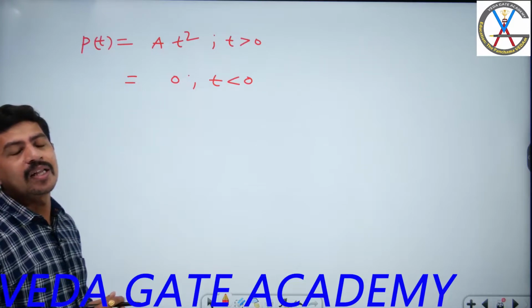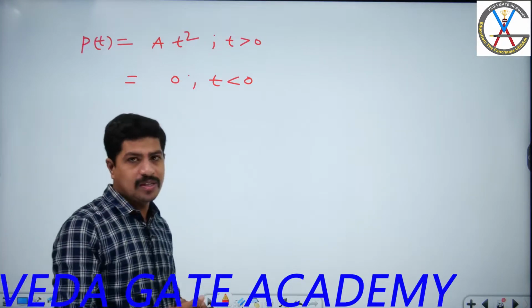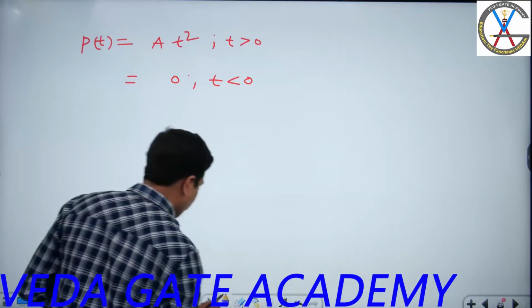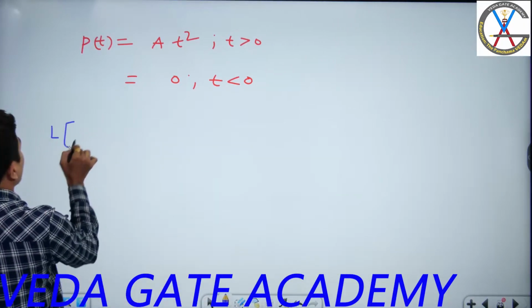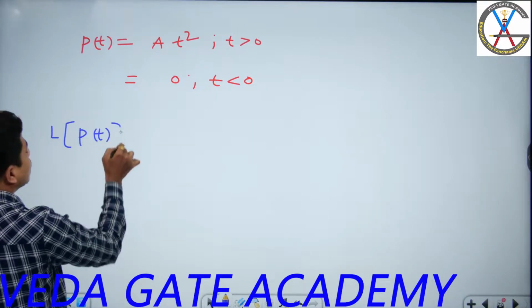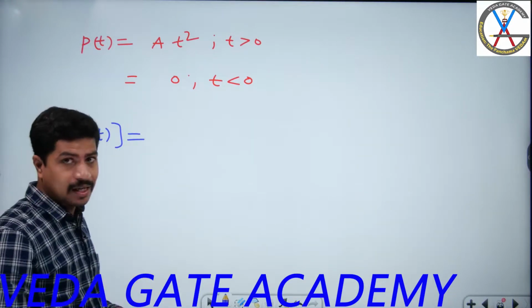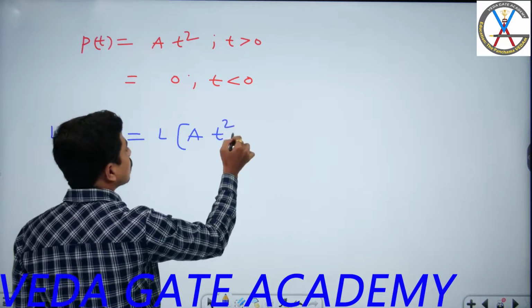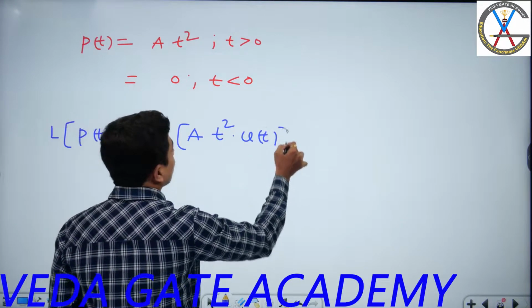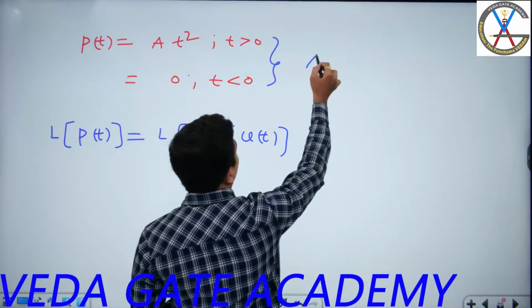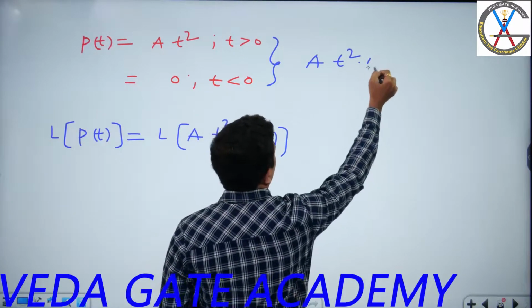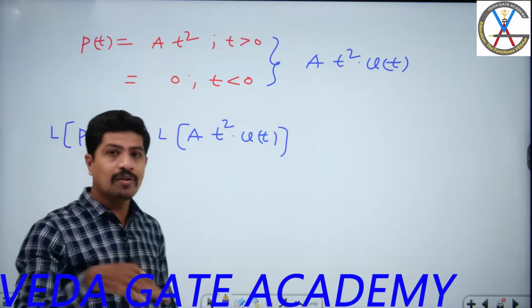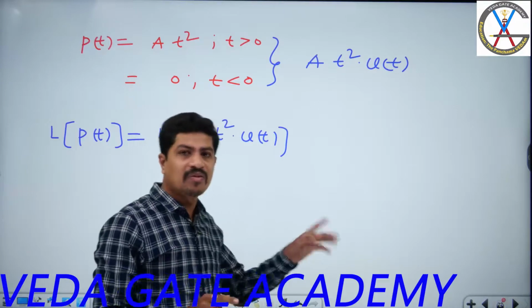Let's find the Laplace transform of the parabolic signal, Laplace transform of p of t. We just learned one mathematical identity. This total can be written as a into t square into u of t. U of t will take care of t less than 0, which gives 0 value, while for t greater than 0 it is existing.